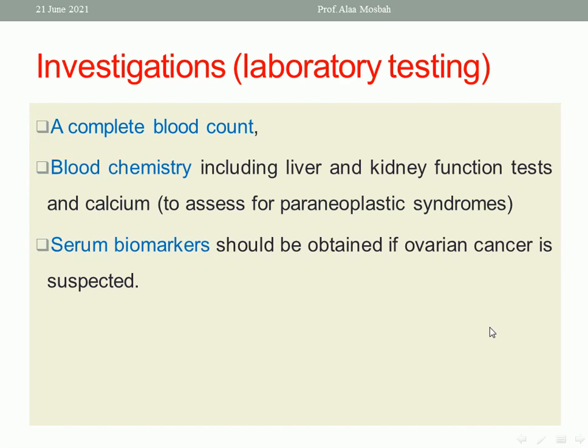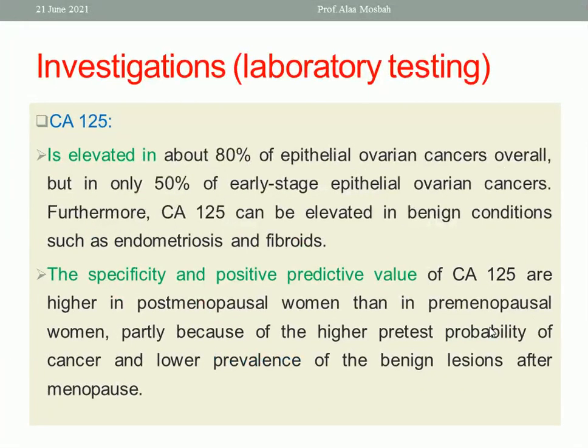Lab investigation includes complete blood count, blood chemistry like kidney function test, liver function test, and calcium to assess the paraneoplastic syndrome. Serum biomarkers are very important, and the most important one is CA125, which is elevated in more than 80% of epithelial ovarian cancer, but in only 50% of early stage epithelial ovarian cancer. So in advanced stage, CA125 is elevated in about 80% or more, but in early stage at 50%.